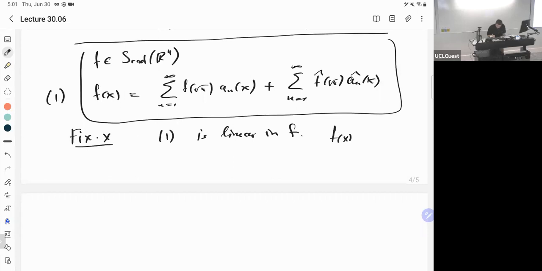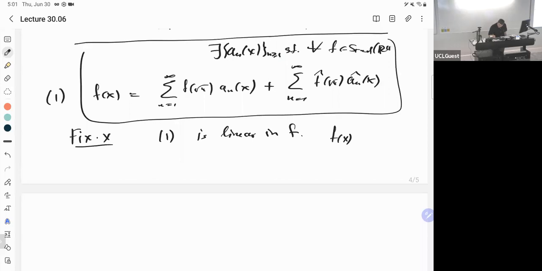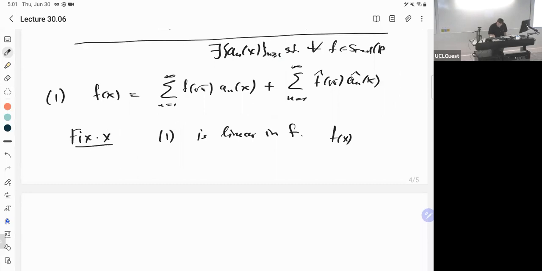Sorry, just to check, are we looking for a function that satisfies that form? We want to prove there exists an a of x such that for all f, we have a universal reconstruction formula for radial functions in this form. Does that make more sense? Okay.